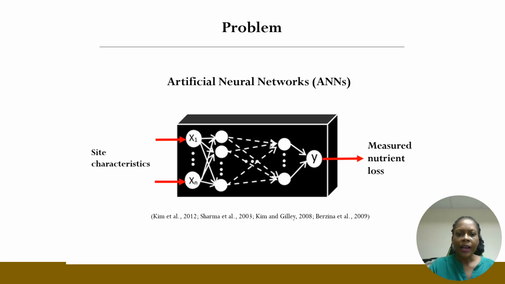Well, artificial neural networks, which are a form of AI, are computer-based systems inspired by the learning process in the human brain. Several studies have already used ANNs to model nutrient loss, which they have achieved with very high accuracies. I'm talking R-squares of above 0.9.